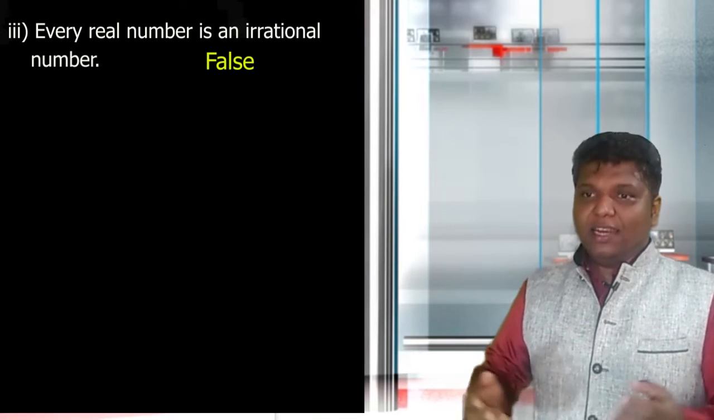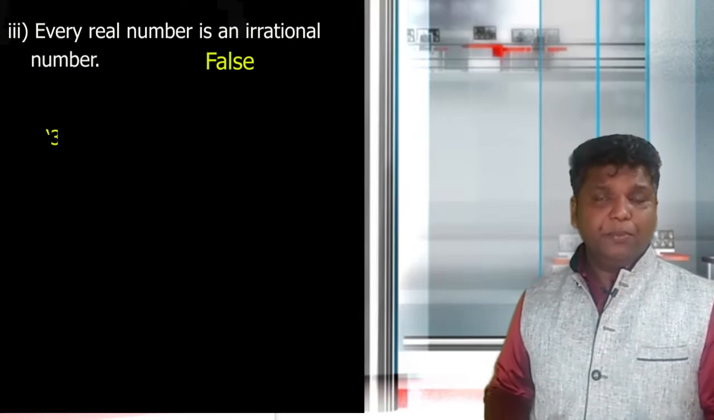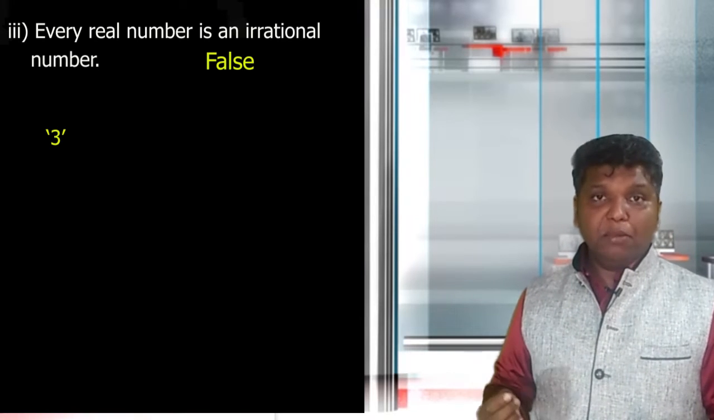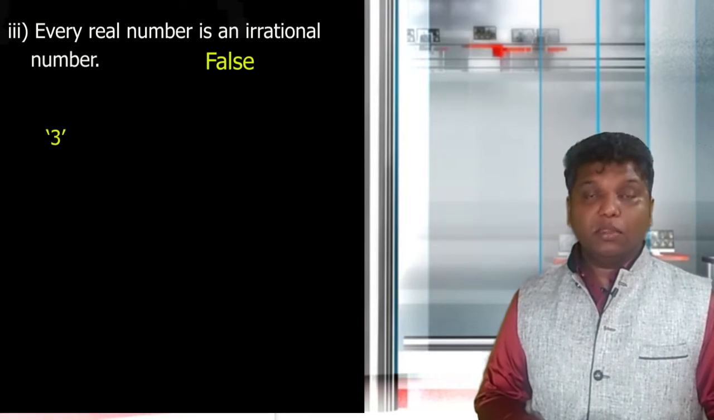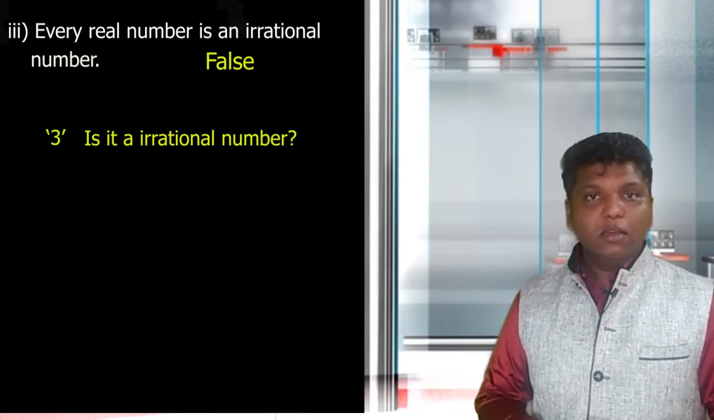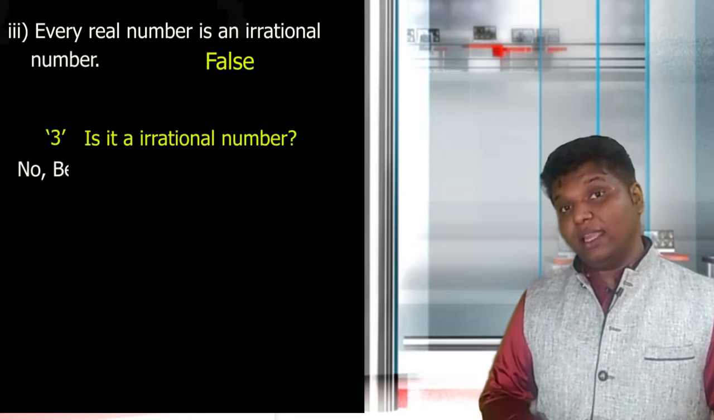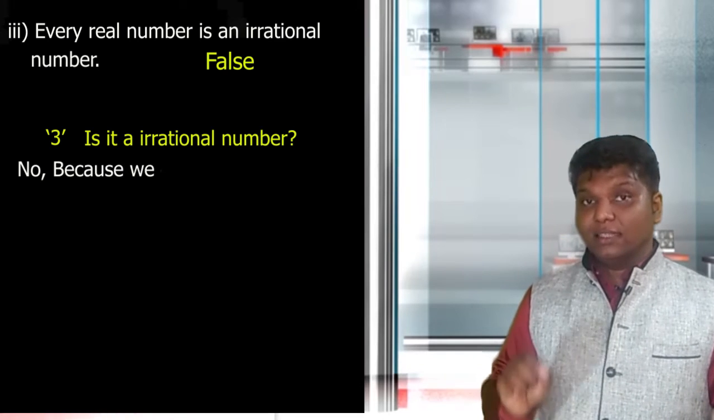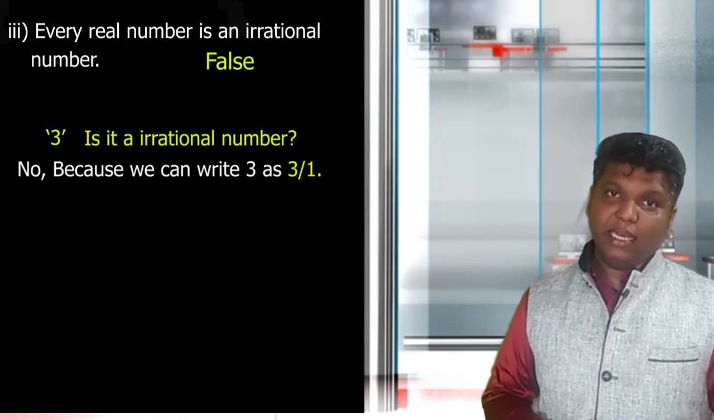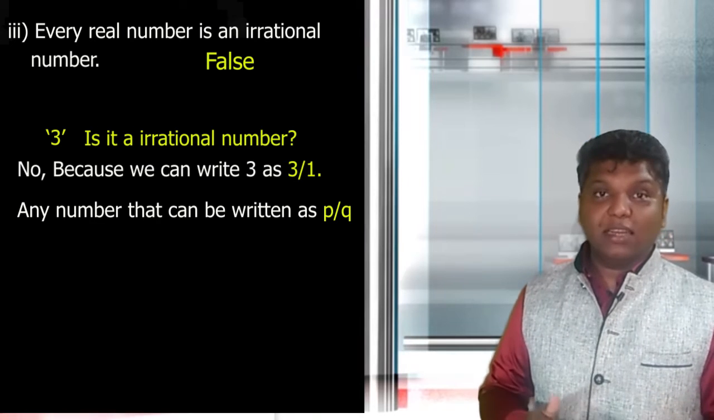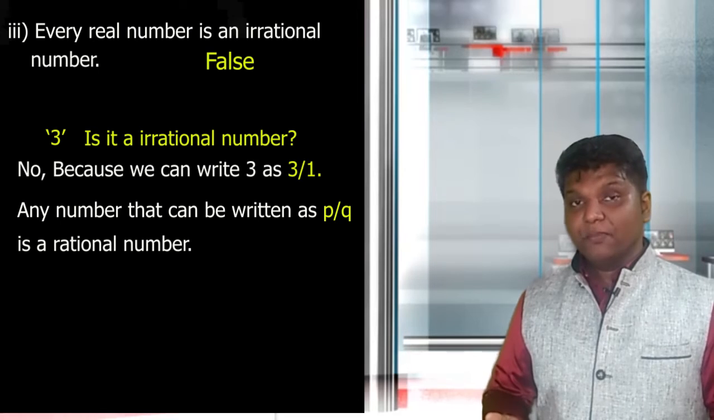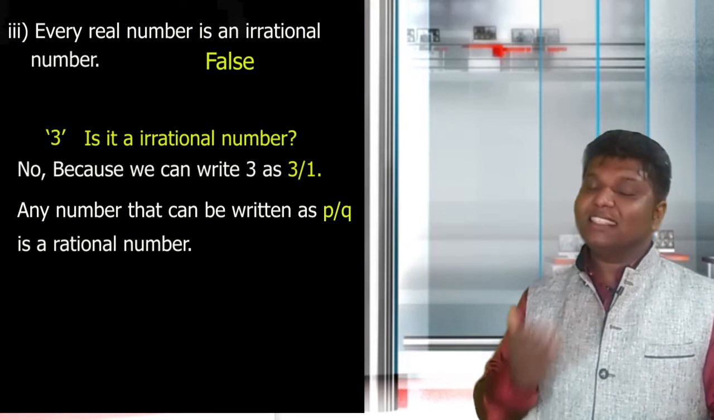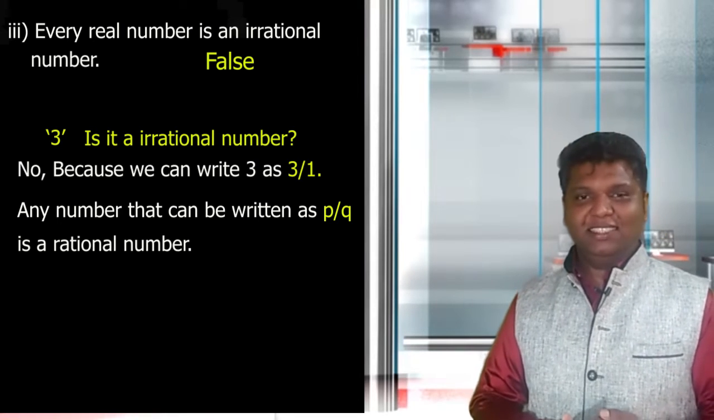So we have to justify. Let us take a number 3. 3 is a number which is on the real number line, right? It's a real number. Is it an irrational number? No, it's a rational number. Why did it become a rational number? Because we can write 3 as 3 by 1, right? Any number that can be written in the form p by q is a rational number. So 3 you can represent as 3 by 1. So definitely we can say this statement is also false.